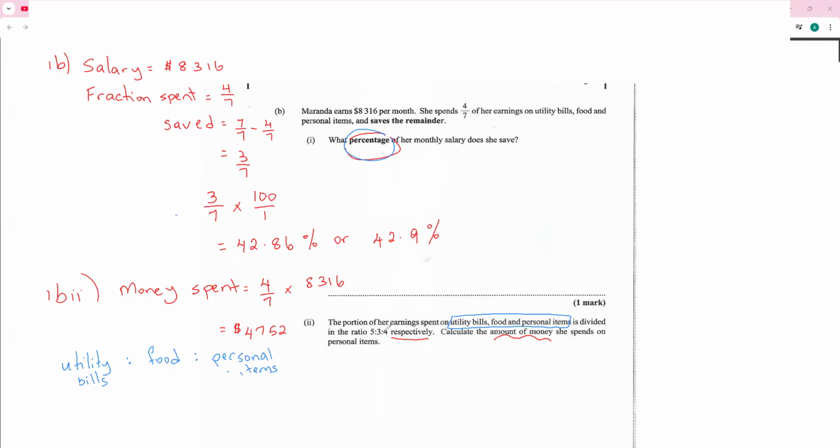Right? So when they give us a ratio like this, 5 to 3 to 4, the order in which they give the numbers is the same as the order in which they mention whatever items, people, whatever it is. So that means it's 5 to 3 to 4. Now, what is the ratio? The ratio is like a fraction, right?